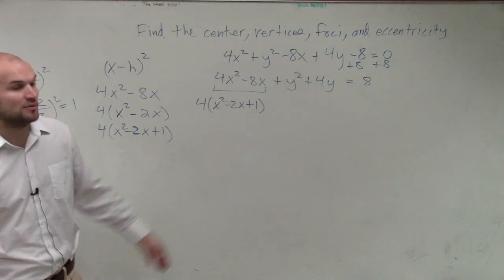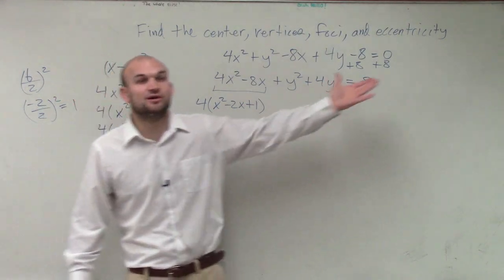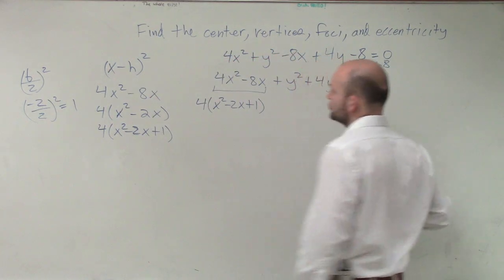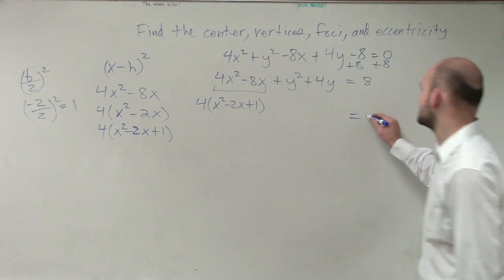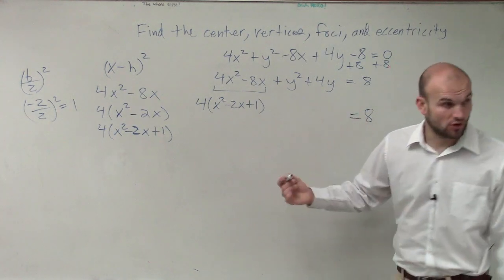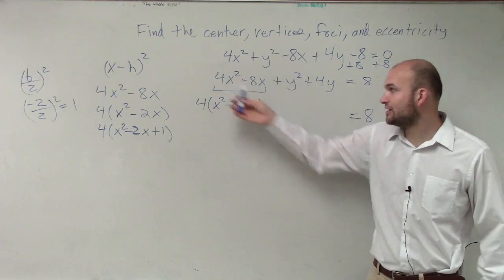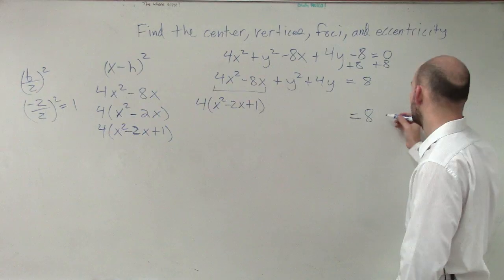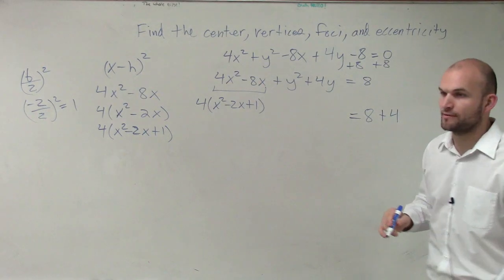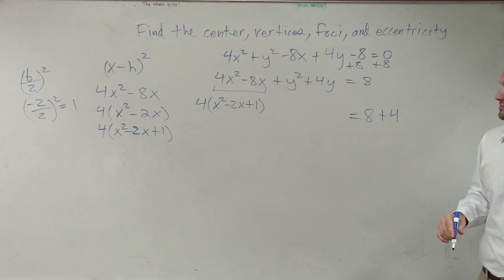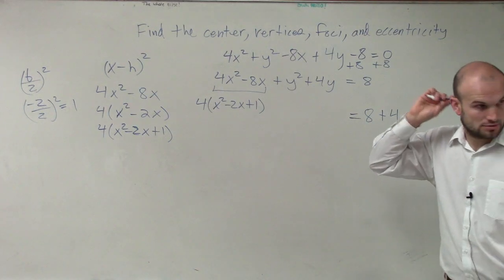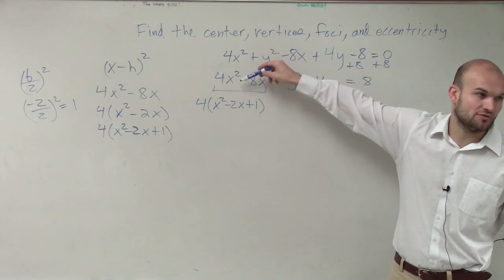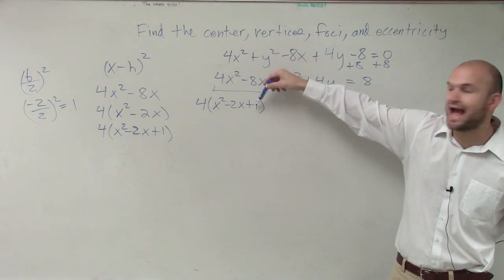But now, ladies and gentlemen, remember, whatever we do on one side, we always have to do on the other side, right? Now, what did I actually add to this right side? 4, right? Because I added a 1. So from here to here, I added a 1, but that 1 is being multiplied by 4. So over here, I'm also going to have to make sure I add 4. Do you understand from this step to this step, what's the only difference? I added a 1, right? Well, this is factored down to a trinomial, but I added a 1.